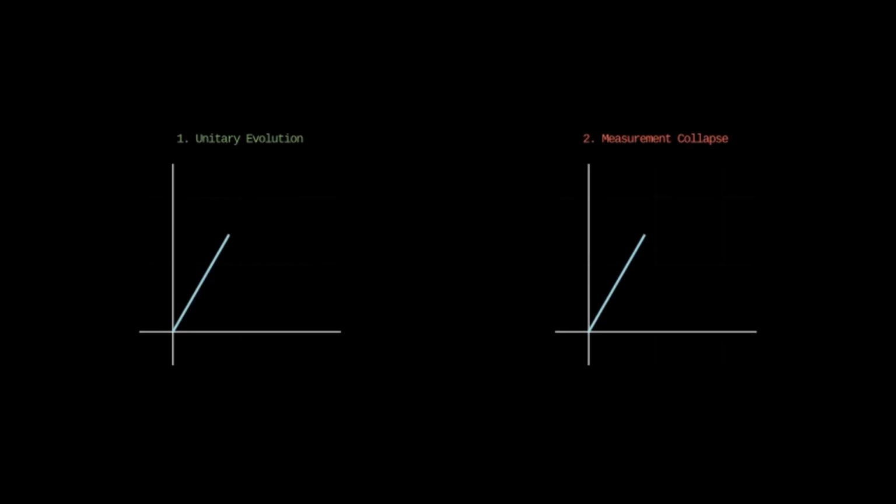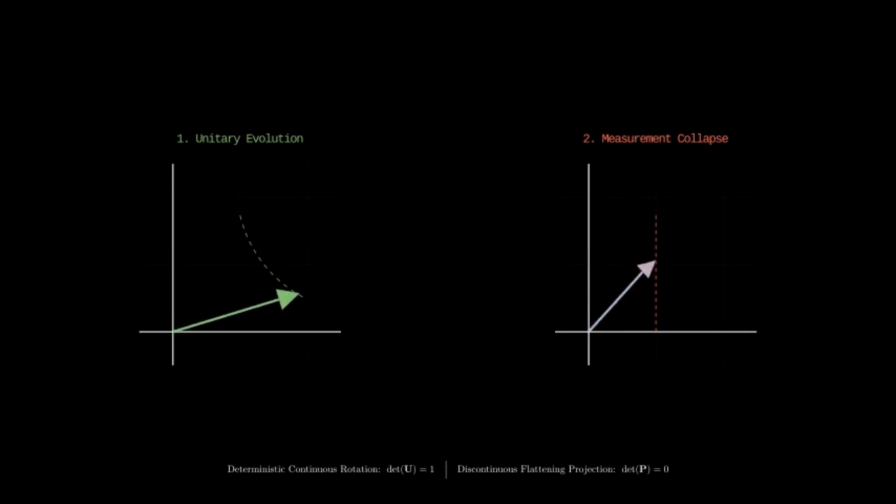Conclusion. Whether a system is smoothly rotating through time via a unitary transformation or sharply flattening into an eigenstate during a measurement, everything is governed by the geometry of linear transformations. Two completely different physical phenomena, both dictated by the simple geometry of linear transformations.